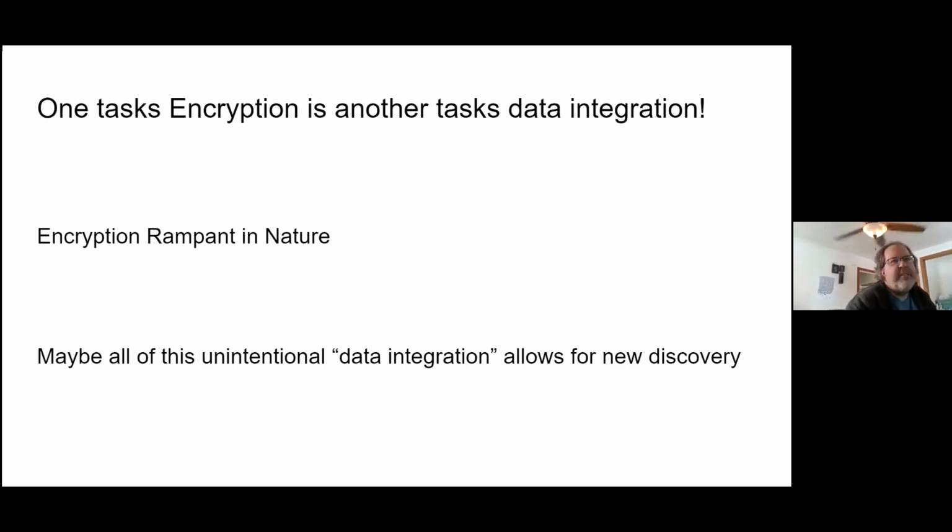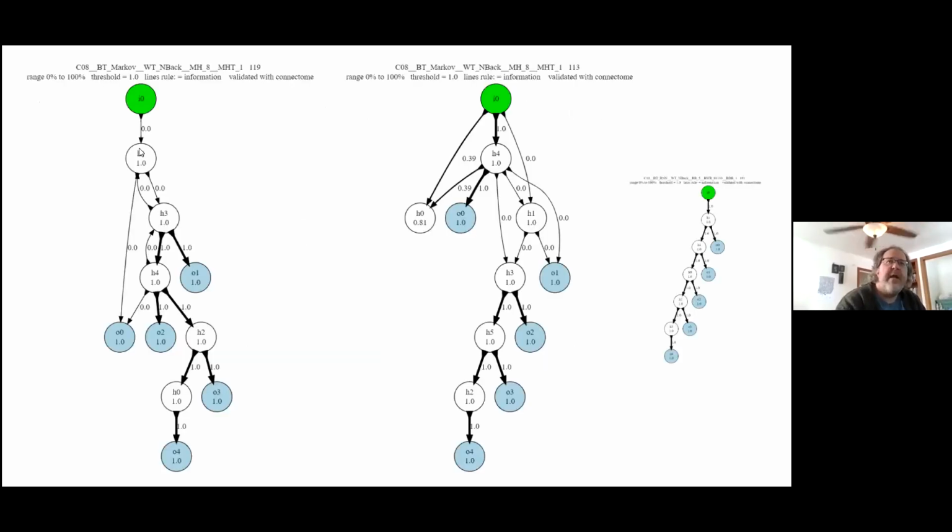But there's another observation, and I really want to pursue this. This is where I want to take this work. And that is that maybe unintentional data integration, right? All of this unintentional encryption allows for new discovery. If we look at these brains, this H0 contains some combined temporal state between the input and hidden 4. These contain some integrated state that's integrating over time, right? Even this XOR here, there's an XOR happening here.